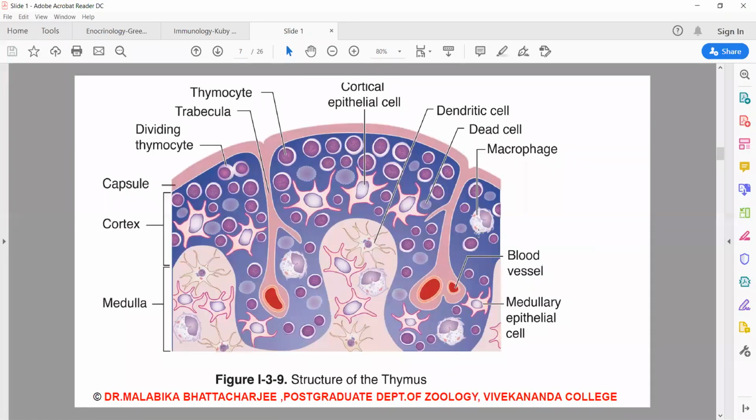Basically, in the cortical region, you can see larger thymocytes or the lymphoblasts or the rapidly dividing lymphocytes. As we progress into the medulla, the thymocytes mature, and finally, in the medullary region, they are not only mature, they are differentiated and ready to move into the peripheral lymphatic system.